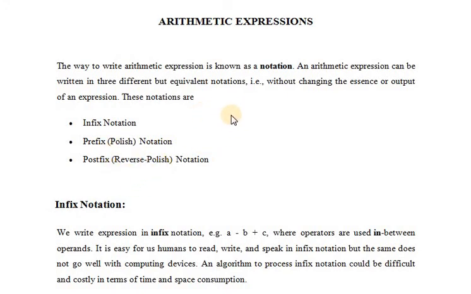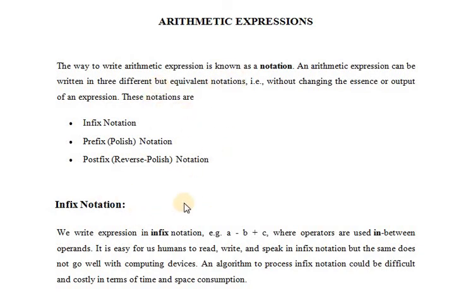That is, a plus b may be written as an infix. The operator is placed between two operands, that you call infix. We will see this in the upcoming slides. So a plus b will give some output, and the same output should be given after converting to the prefix or postfix. That is what they are saying. An arithmetic expression can be written in three different but equivalent notations without changing the essence or output of an expression. So we will see one by one.